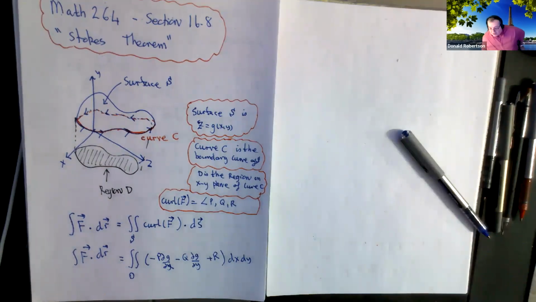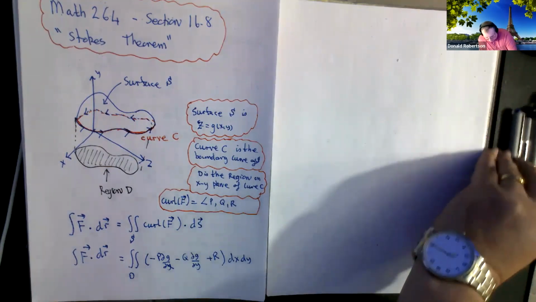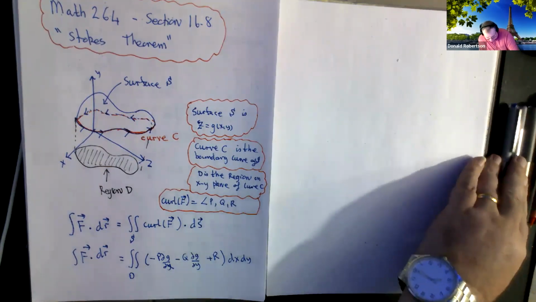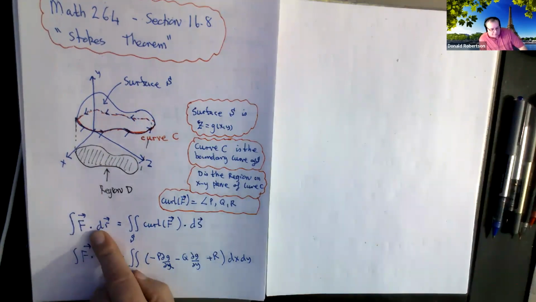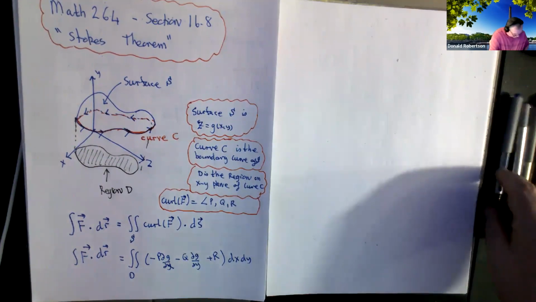So, our second last section, Stokes' theorem. Well, Stokes' theorem has certainly got a lot going on for it. Essentially, it's a way to find one of these line integrals. That should have a C on it.